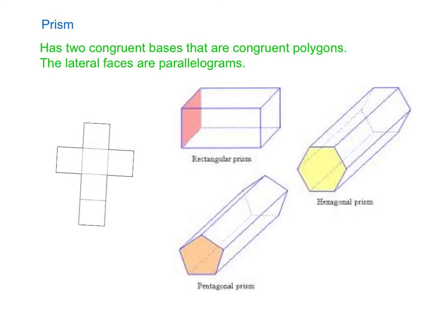Starting with prisms, they have two congruent bases, and we name prisms by the shape of their base. The two congruent bases are two congruent polygons. And the lateral faces are parallelograms. If you look at the rectangular prism here shaded in red, there's the base, and here's the base. You can see that they're the same, they're congruent.